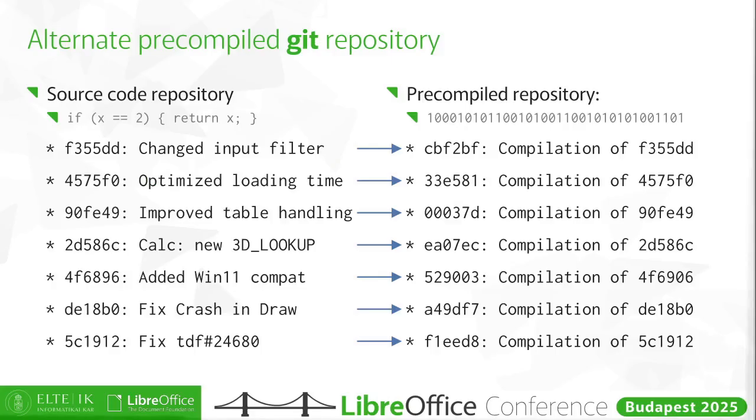They have created an alternate repository. So we have a regular LibreOffice source code repository, and they have created an alternate repository with everything pre-compiled. The same commit history, but with every commit compiled, right? So old, new, same here, the old and the new one. But everything is precompiled, right?